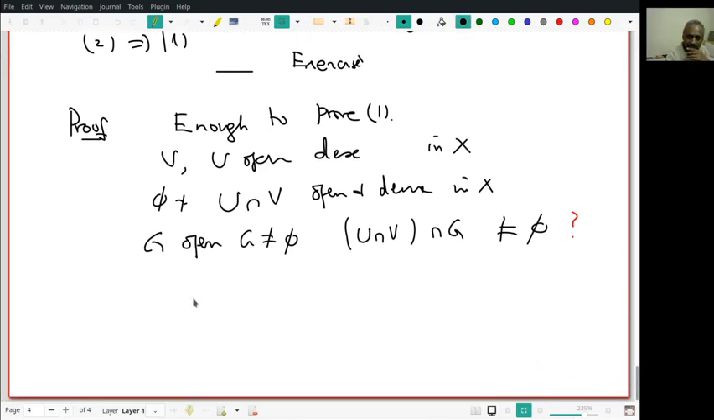But that is very easy. Why? U intersection V intersection G, I can write it like this. U, whichever way you want, doesn't matter. Look at this.